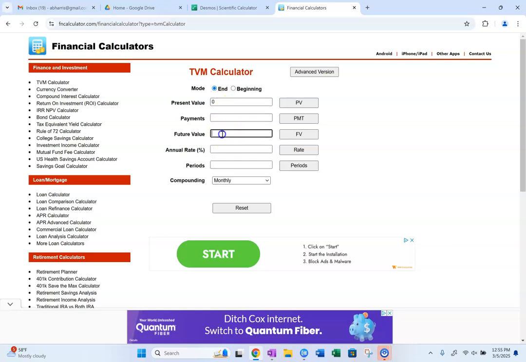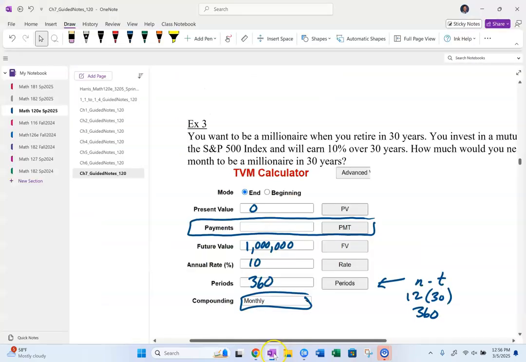We're going to solve for payment. I want to be a millionaire: 1, 2, 3, 4, 5, 6. I'm going to track the S&P 500, 10%. I'm going to do this 12 times 30, so 360 payments, compounding monthly. Make sure this is monthly right there. Let's click on that payment, and it costs us, see, the negative is saying cash out, it's costing us $442.38 a month.